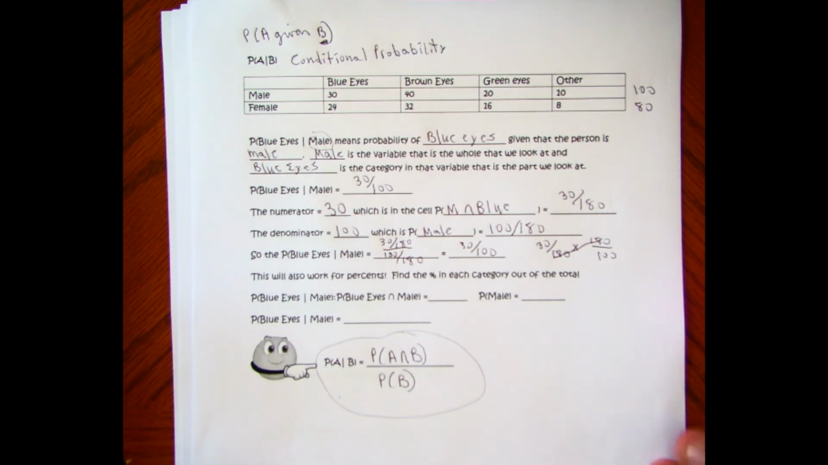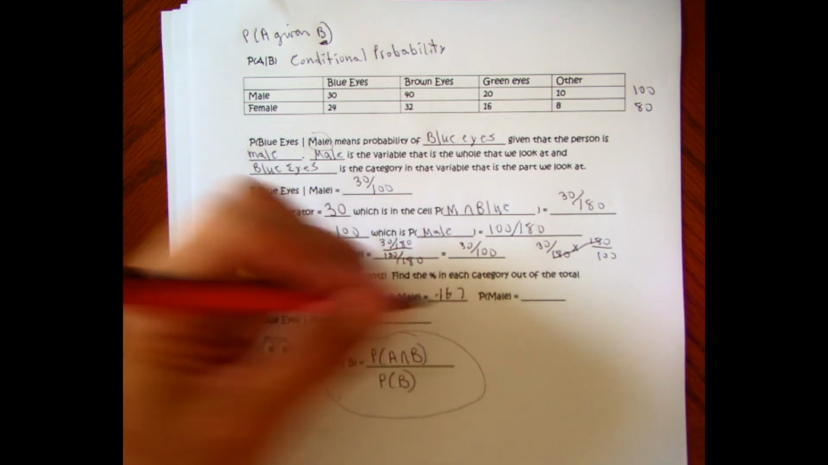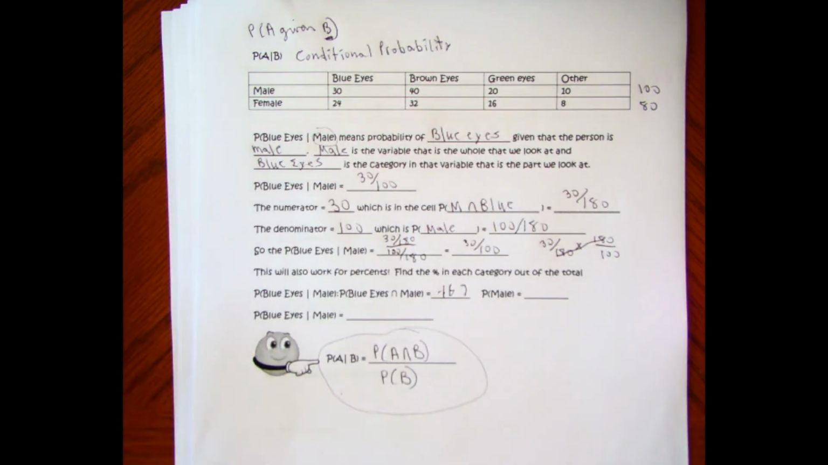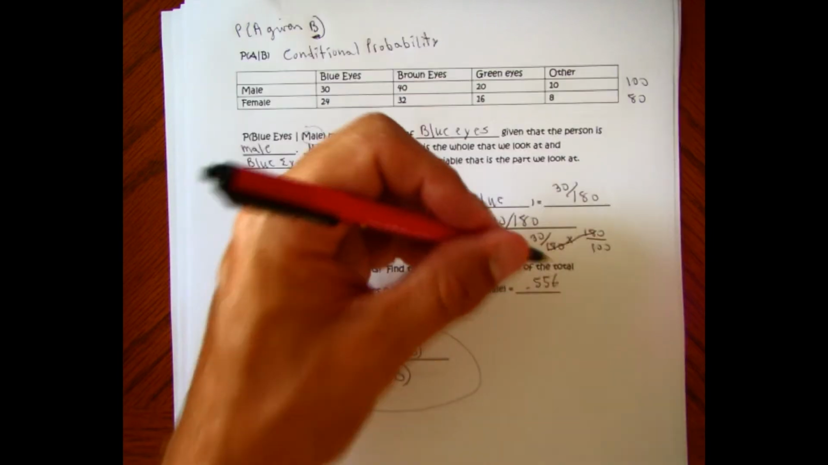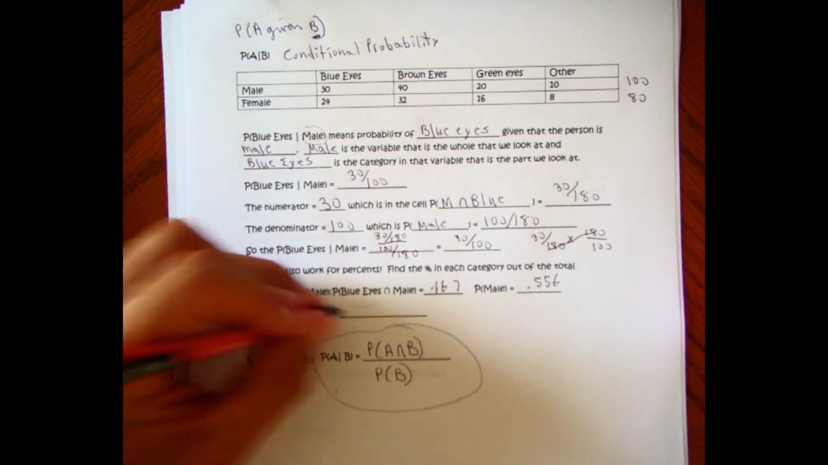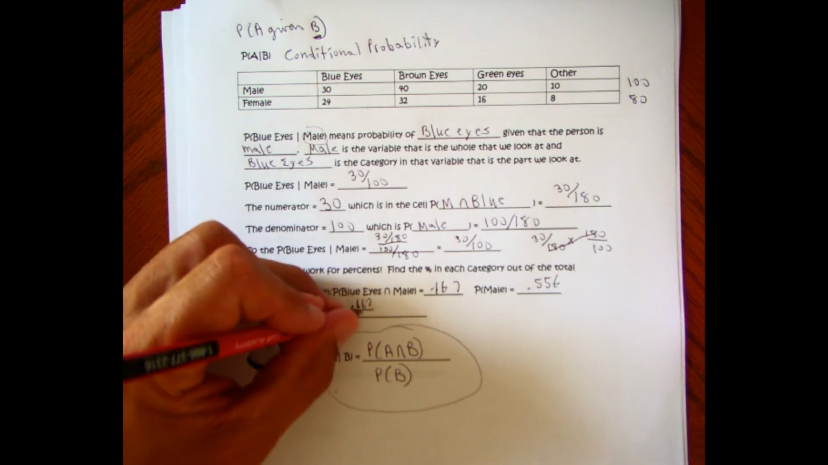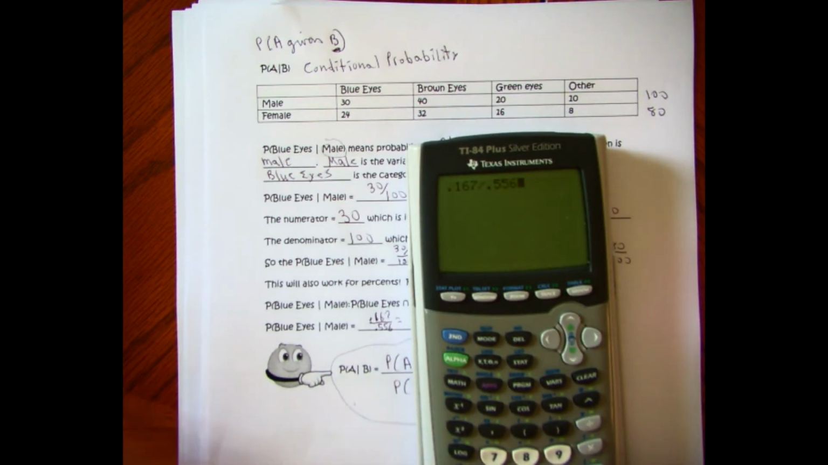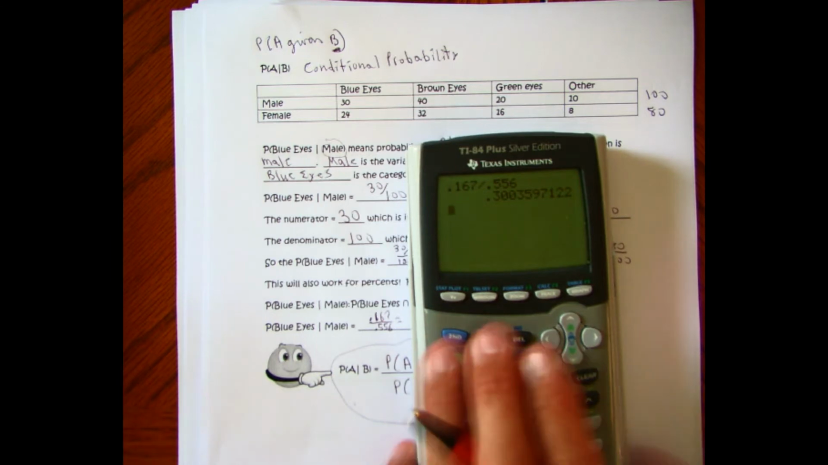So this also works for percent. Let's see, blue eyes in male. That's 30 divided by 180, and that's 0.167. And the probability that they're male, that's 100 out of 180, and that's 0.556. And if I do 0.167 divided by 0.556, what does that equal? That should equal 30%. So it's 0.167 divided by 0.556, and that comes out to like 30. We rounded, so it's 30%.